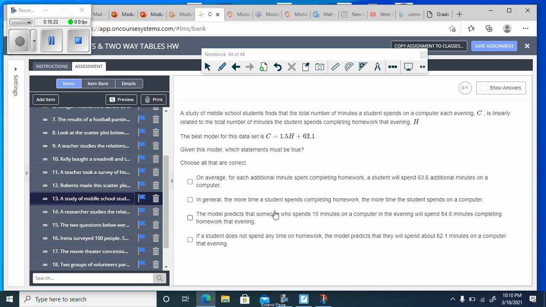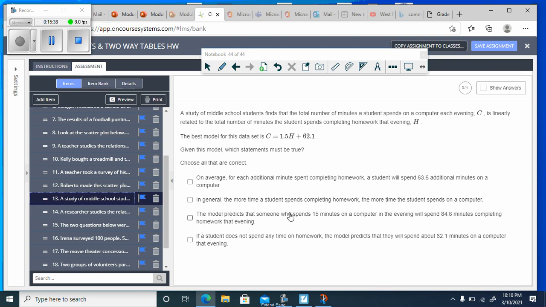In general, the more time a student spends completing homework, the more time the student spends on a computer. Well, that's true. The more time they spend on homework, the more time they spend on the computer, because this is a positive relationship. Okay.